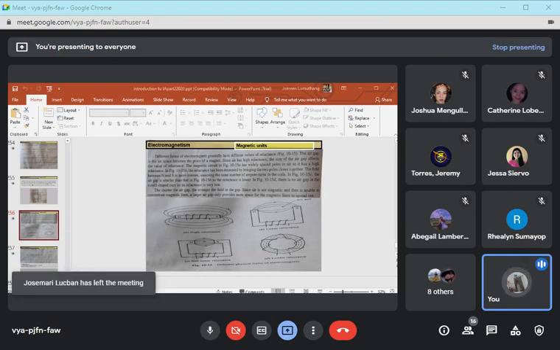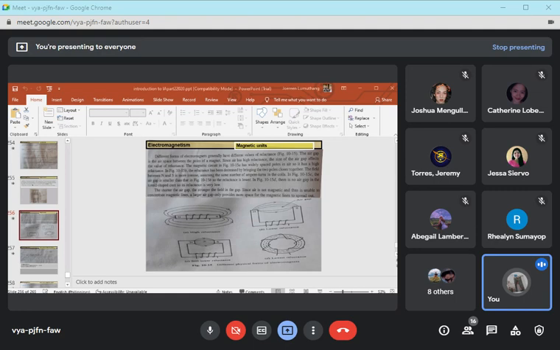So the air gap, again, like what I said a while ago, is the air space between the poles of the magnet. Since air has high reluctance, and reluctance is the opposition to the magnetic flux, the size of the air gap affects the value of reluctance.